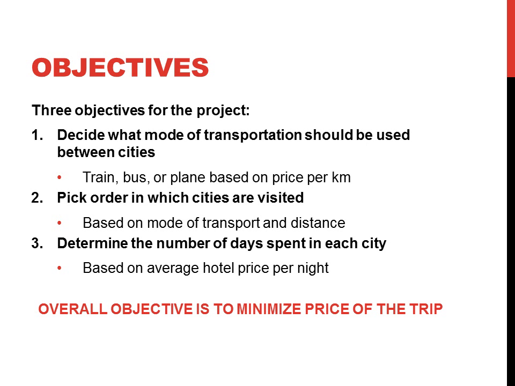I've set up 3 objectives for the project. I want to be able to decide what mode of transportation will be used to travel between the cities based on the price per kilometer for each type. I also want to decide in which order the cities will be visited based on the mode of transportation and the distance. Finally, I want to determine the number of days that I will spend in each city based on the hotel price per night. The overall goal of my project is to minimize the price of the trip.